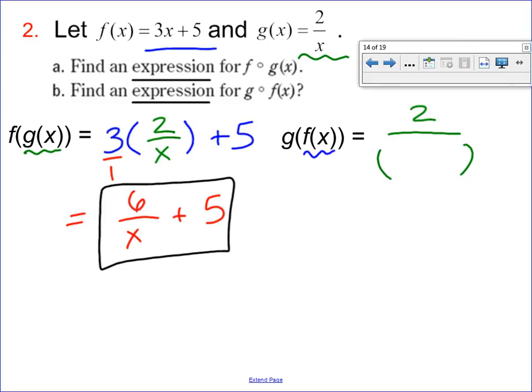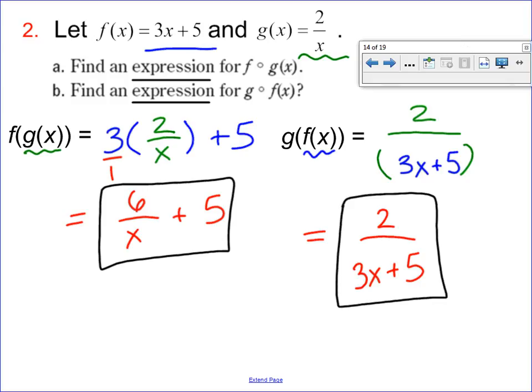What's f's rule? f's rule is quantity 3x plus 5. So I put f's rule into g's definition everywhere g accepted inputs. There's the x. I replaced the x with the whole function f in blue, 3x plus 5. Does everybody see g's function? There's the input. All right. I may or may not be able to simplify. In this case, this is as simplified as it gets. So I'll go ahead and write it one more time without the parentheses so it looks nice. This is simply 2 over 3x plus 5. And that would be my final fully simplified answer.